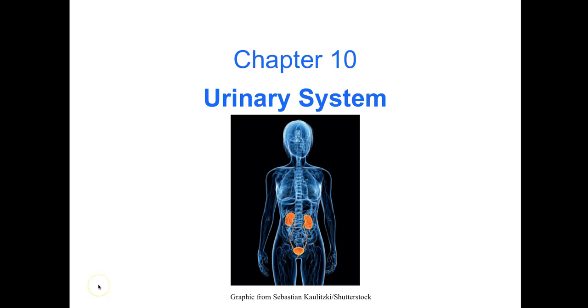Hello and welcome to our lecture on chapter 10, which covers the urinary system. The term urinary comes from the combining form uro, meaning urine, and the suffix ary, meaning pertaining to. And what our urinary system does is eliminate our waste products that accumulate as a result of cellular metabolism.